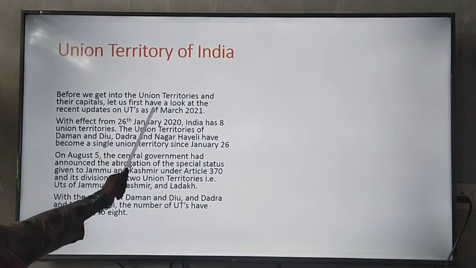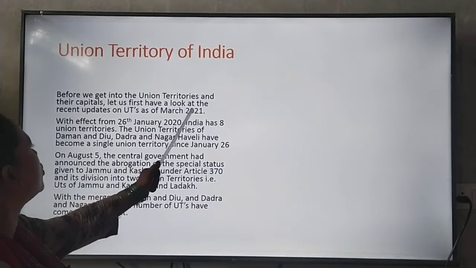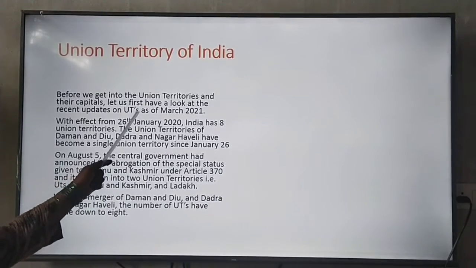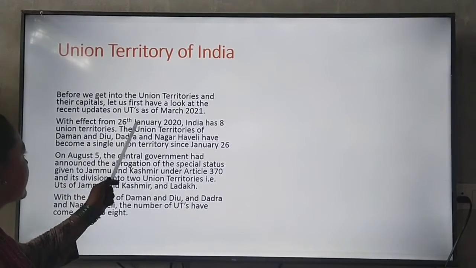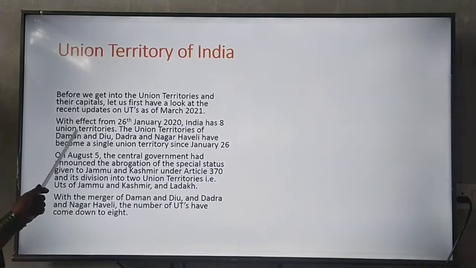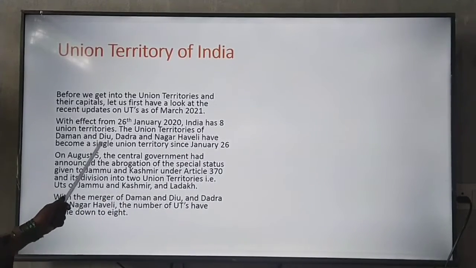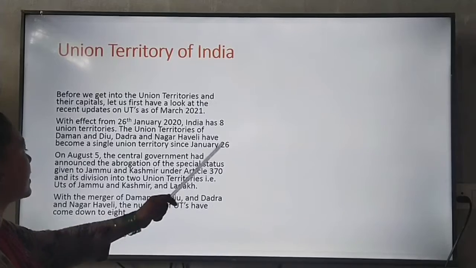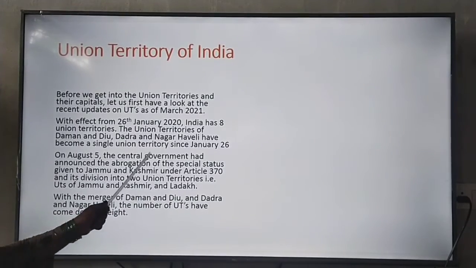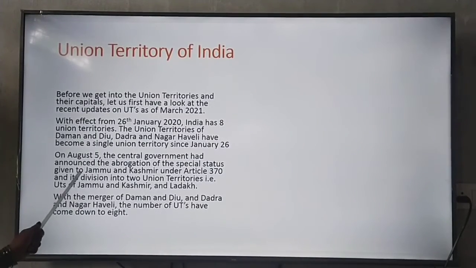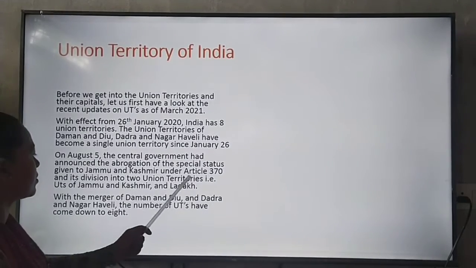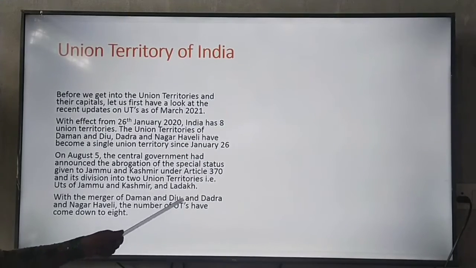Before we get into the Union Territories and their capital, let us first have a look at the recent updates on UTs as of March 2021. With effect from 26 January 2020, India has 8 union territories. The union territories of Daman and Diu, Dadra and Nagar Haveli have become a single union territory since January 26. On August 5th, the central government had announced the abrogation of the special status given to Jammu and Kashmir under Article 370 and its division into 2 union territories, that is UTs of Jammu and Kashmir and Ladakh.